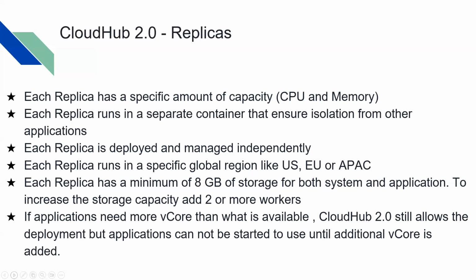If the application needs more vCores, suppose you are deploying and at that moment all of your vCores got exhausted, and you are deploying your application on top of that. So CloudHub 1.0 you cannot deploy. It will throw you an error. But CloudHub 2.0 you can still deploy, but the application will not be up and running, unless and until you provision additional vCores, or you delete some of your unused APIs and get some additional vCores for this new application.